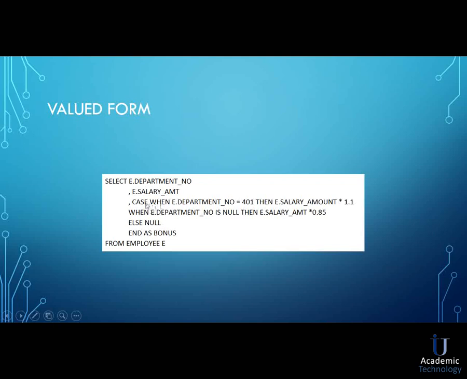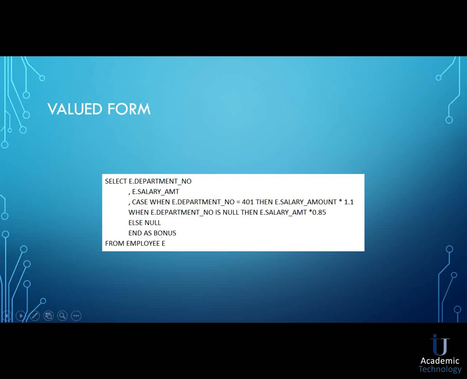So here are the statements. If it's this, put that. If that doesn't work, look and see if the department number is not there at all. If it is, then do this. If neither one of these are true, don't put anything, and then call the column bonus.